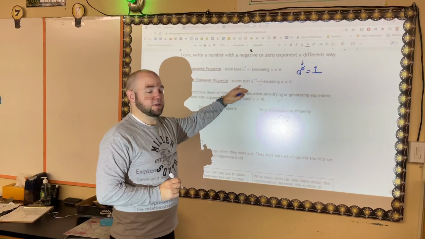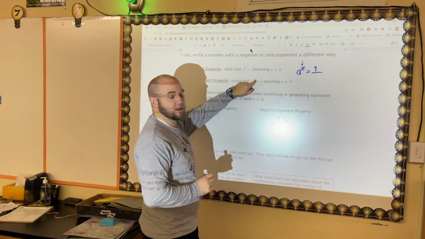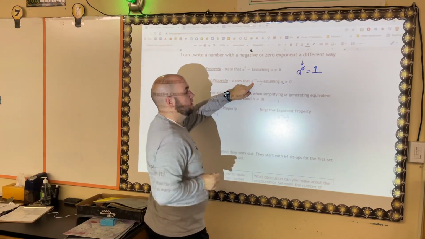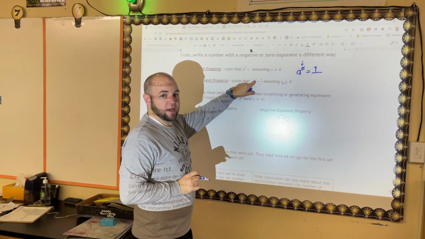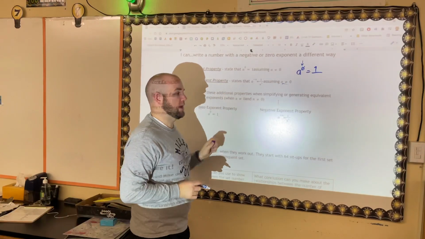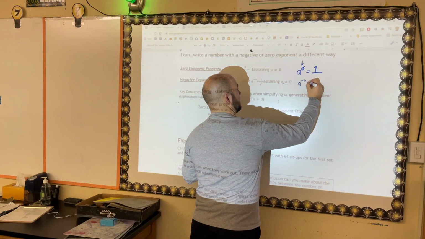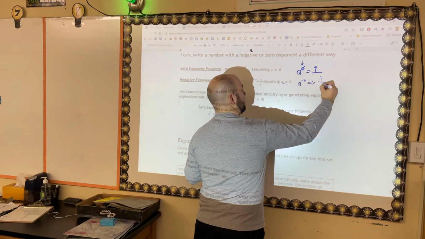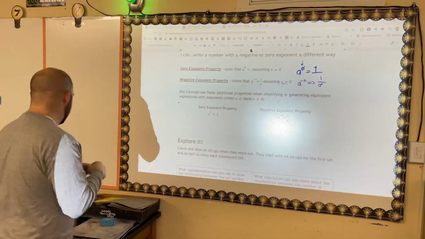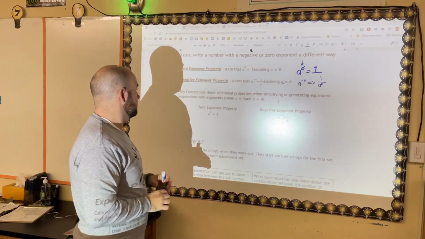A negative exponent just turns it into a fraction. So if I've got a to the negative n, any number, again, that is not 0, raised to a negative exponent, we can just flip it, put a 1 over top of it and get rid of that negative. So a to the negative n becomes 1 over a to the positive n. We've got our exponent flipped there. Okay? So that's our key concept.